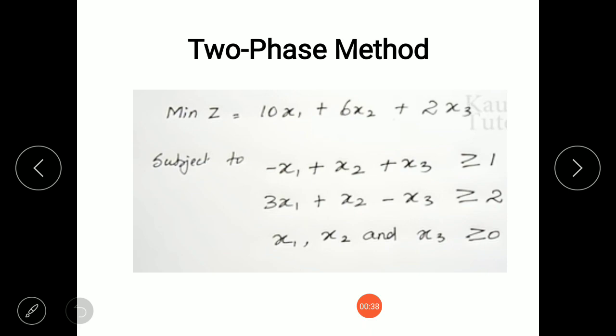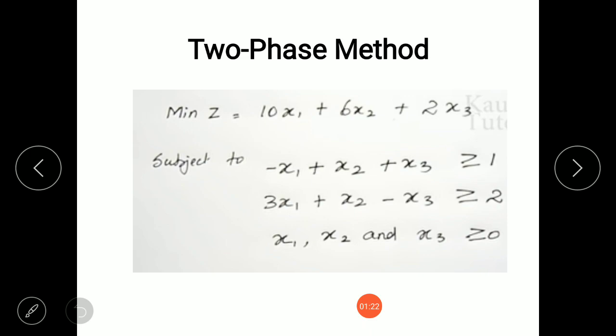So here it is a linear programming problem, that is a minimization type of objective function subjected to three constraint equations. So the problem is minimization of the objective function Z equal to 10x1 plus 6x2 plus 2x3, subjected to the constraint equations: minus x1 plus x2 plus x3 greater than or equal to 1, 3x1 plus x2 minus x3 greater than or equal to 2, x1, x2 and x3 greater than or equal to 0. So there are two inequality constraint equations and the linear programming problem is of minimization type.